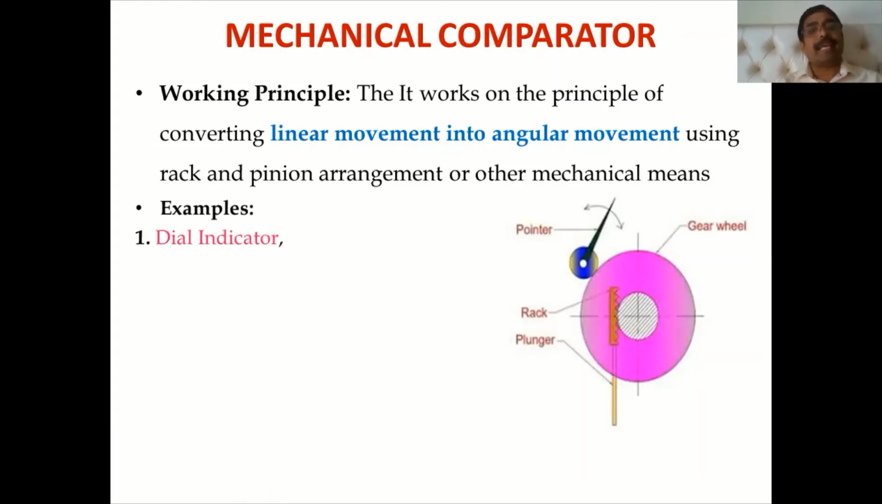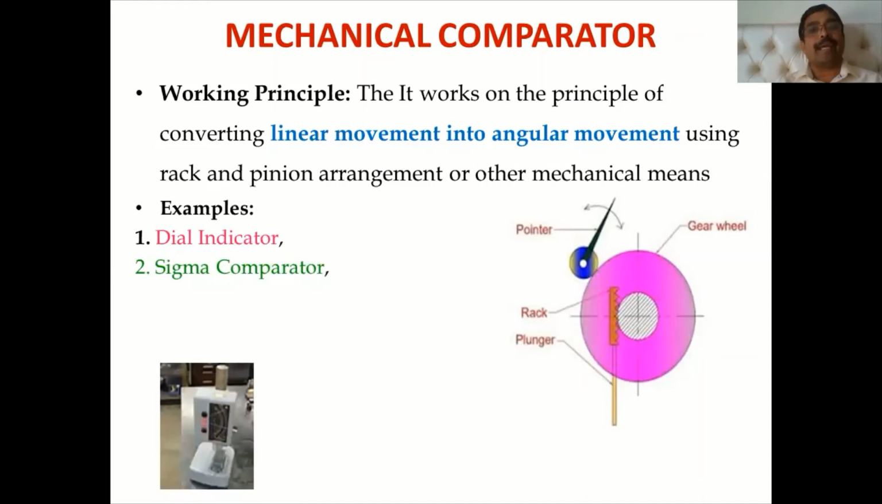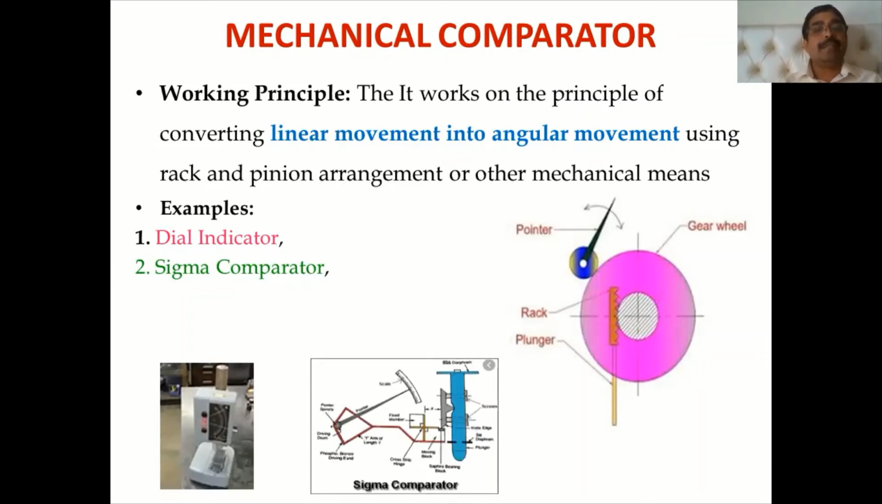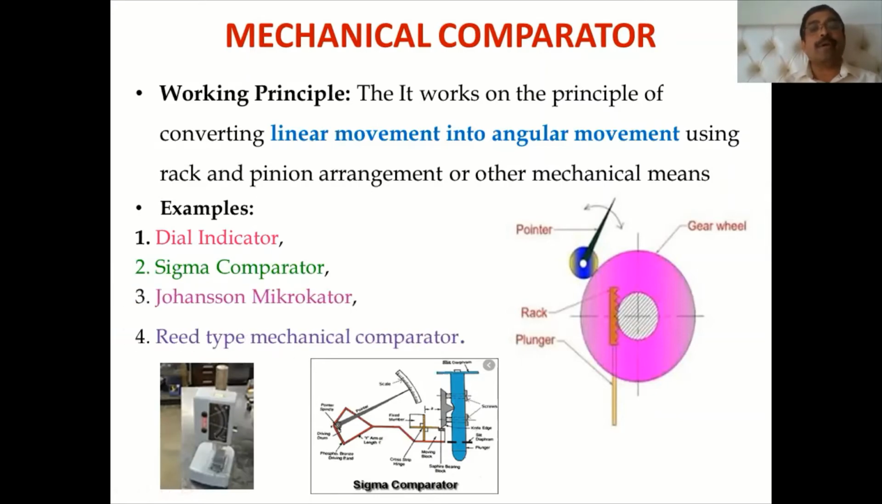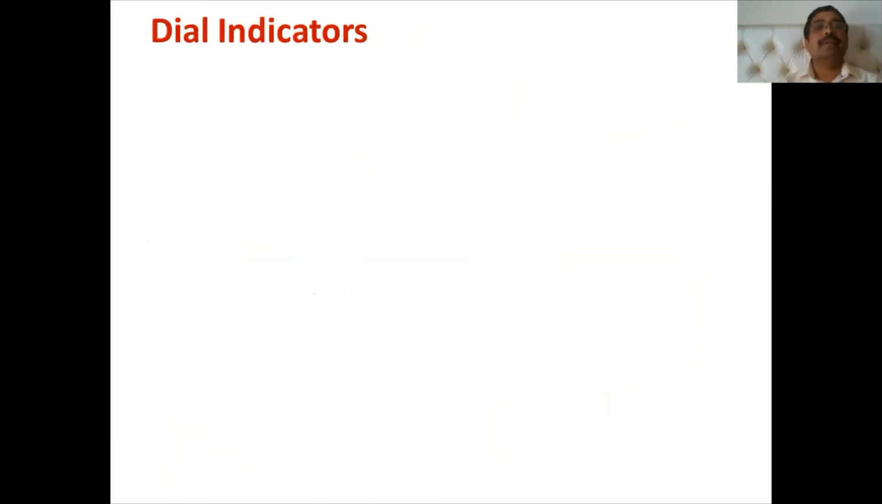Then there are different types of mechanical comparators. Dial indicators, always I am showing the example of dial indicator. Sigma comparator, here I have shown the sigma comparator. This is the internal structure of the sigma comparator. There is also another, the Johansson Mikrokator, and the fourth is the Reed type of mechanical comparator. So these are the different types of mechanical comparator.